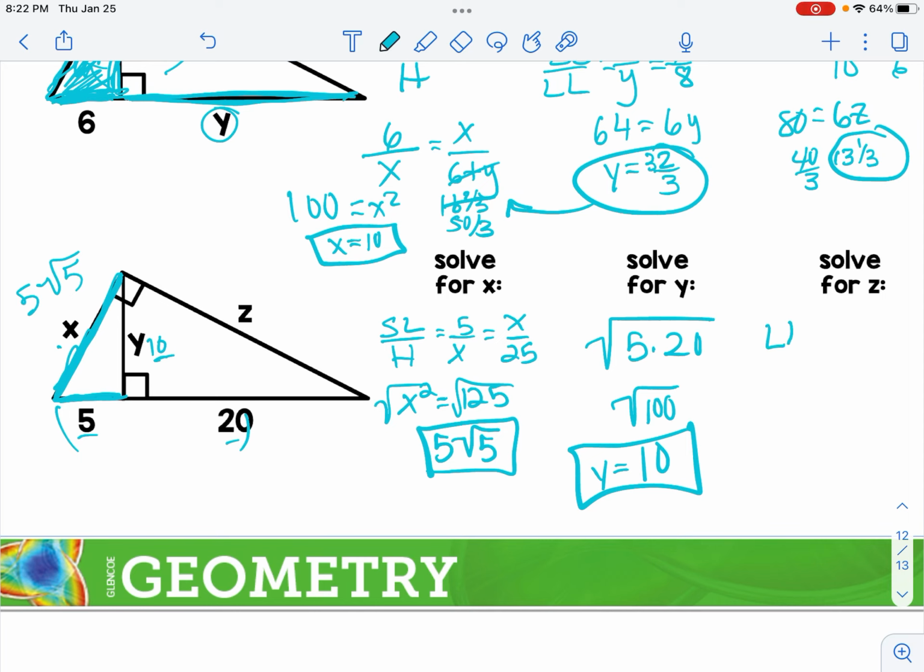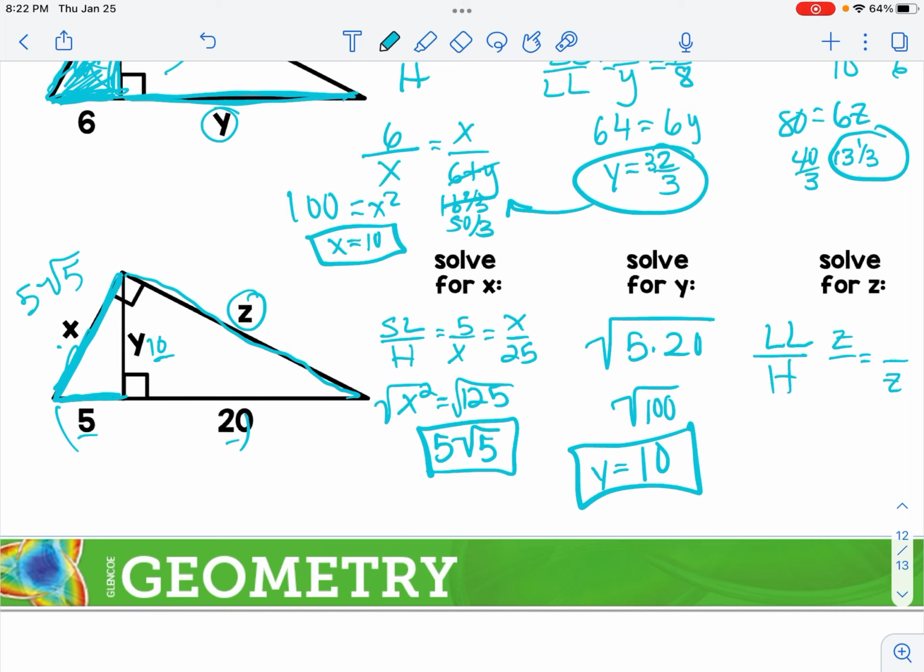I'm going to do a long leg over a hypotenuse. And I'm choosing that because that's what z represents. It represents a long leg here, and it represents a hypotenuse. So it gives me z on the top, and it gives me a z on the bottom. So this is long leg over hypotenuse. This long leg is z.